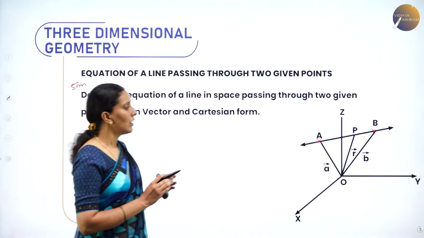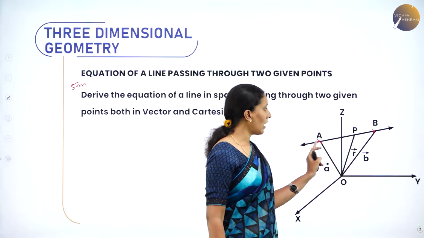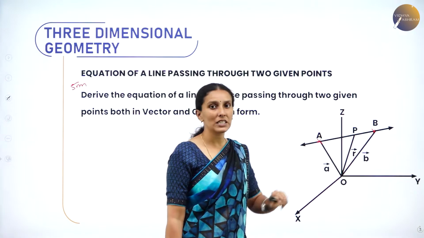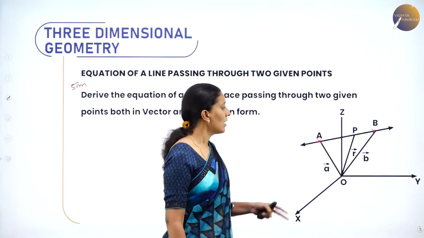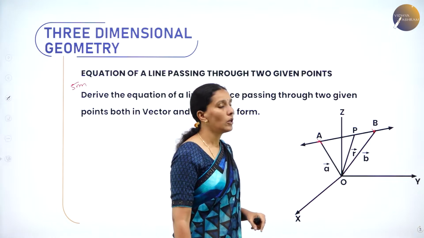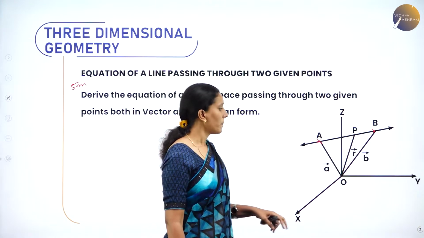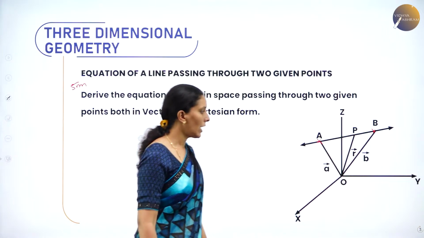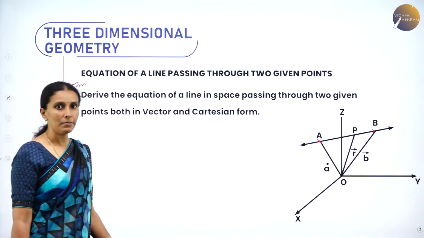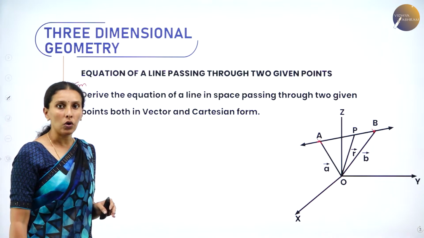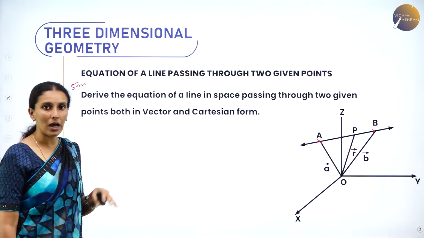So, consider 2 points A and B whose coordinates may be x1, y1, z1 and B is x2, y2, z2 respectively. Let a line pass through the 2 points, vector A and vector B, and let P be any arbitrary point on the vector AB. Now, from the diagram, we can clearly say that A, P, B are collinear. So, that is A, P, B are collinear.